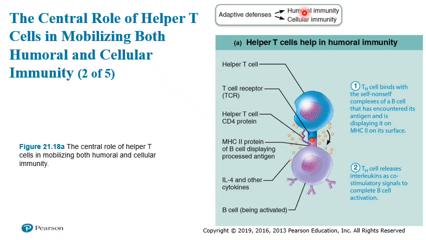So, helper T cells become activated when they interact directly with B cells while displaying the antigen fragments that are bound to the MHC2 receptors. The helper T cells would stimulate B cells to divide more rapidly and begin antibody formation. This is actually in the humoral.